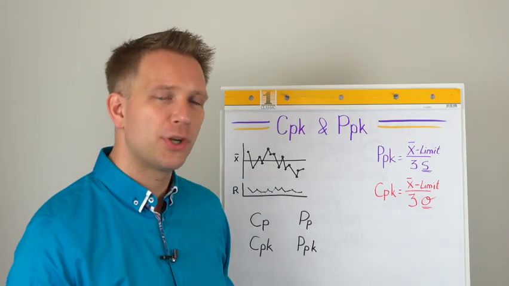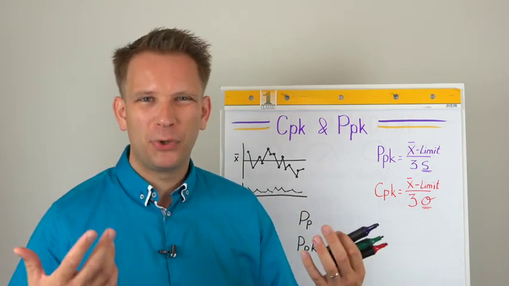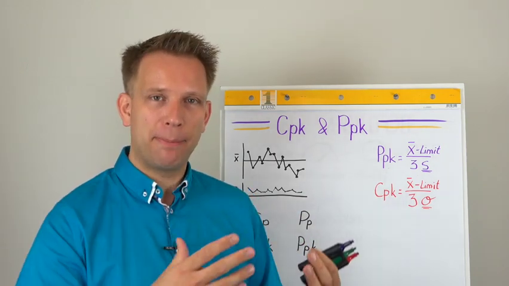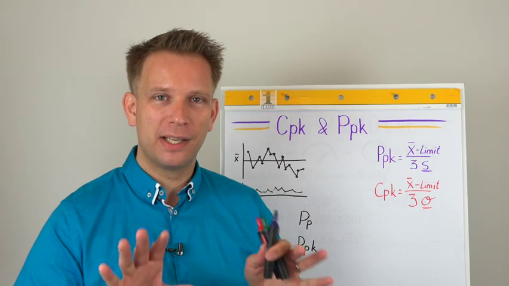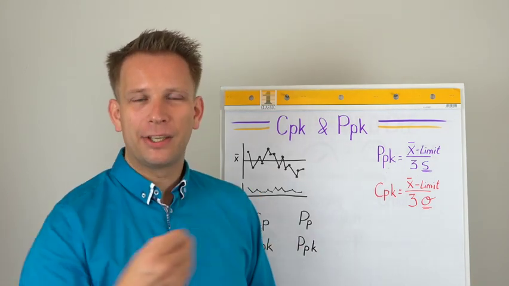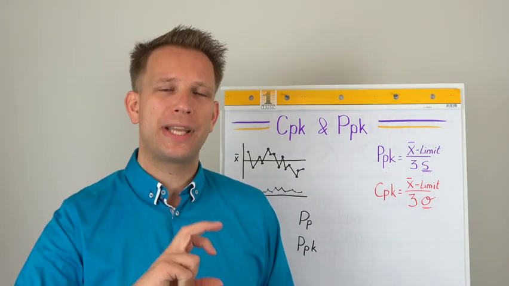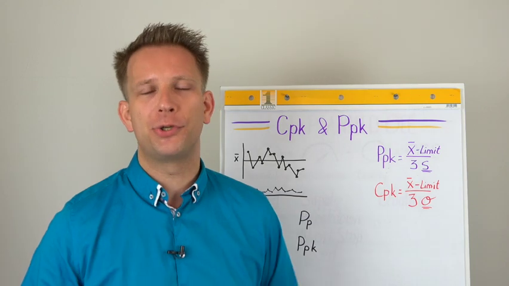So a quick rehash: the Cmk is the machine capability, where you take 30, 50 consecutive samples, so really nothing has changed on the machine, same operator, everything, and you just take a large sample and see how well your machine can stay within parameters, so how stable is your machine.